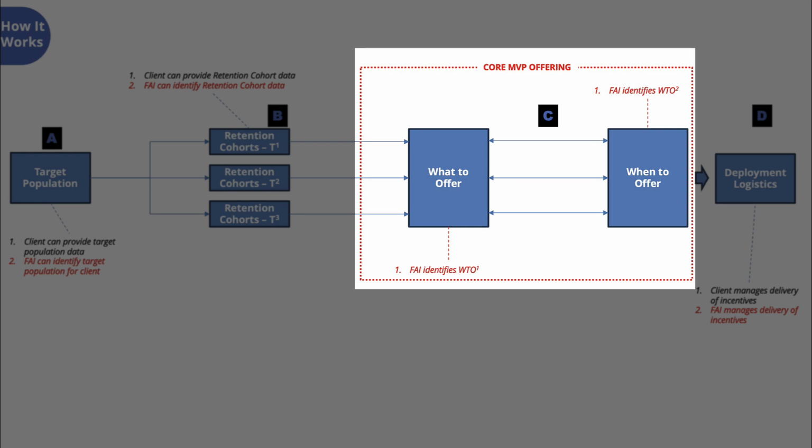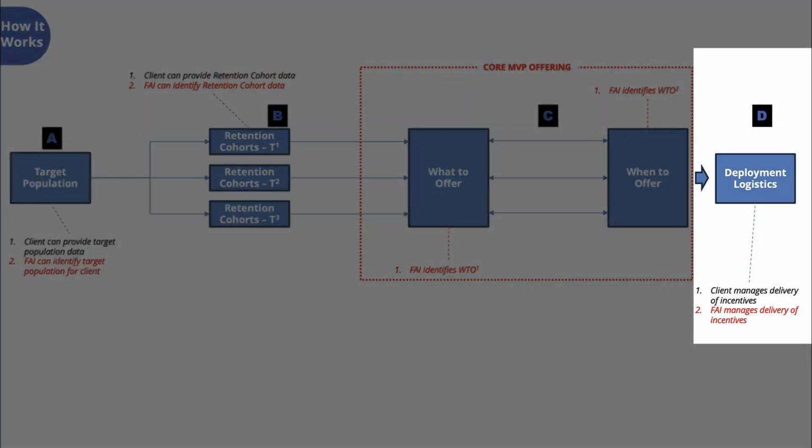Once FAI's system has helped the client identify what to offer and when to offer it, clients have to be able to act on that intelligence and deploy the incentives accordingly. With Component D, FAI's system can manage the deployment logistics of incentive packages, including the tracking of the associated metrics and the reporting of the key performance indicators.